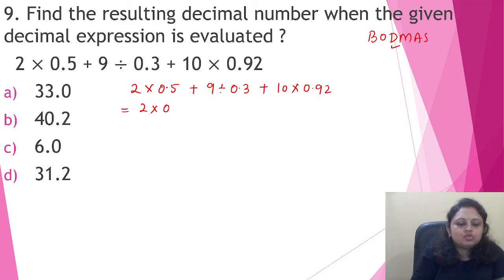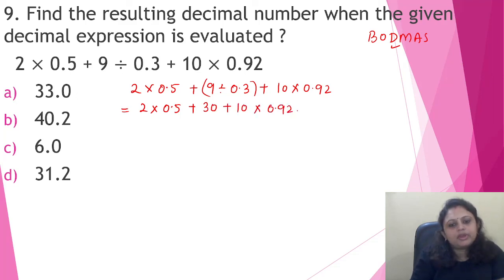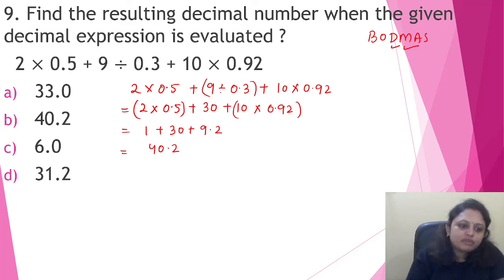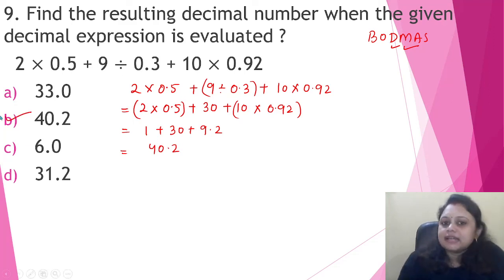So 2 into 0.5 plus, we have to divide first: 9 divided by 0.3, it will be 30, plus 10 into 0.92. After division comes multiplication, so we have to do the multiplication. 2 into 0.5 is 1, plus 30, then 10 into 0.92 will be 9.2. So if we add 1 plus 30 plus 9.2, it will be 40.2, which is present in option B. That's why the correct answer is option B. Got it? Coming to the next question.